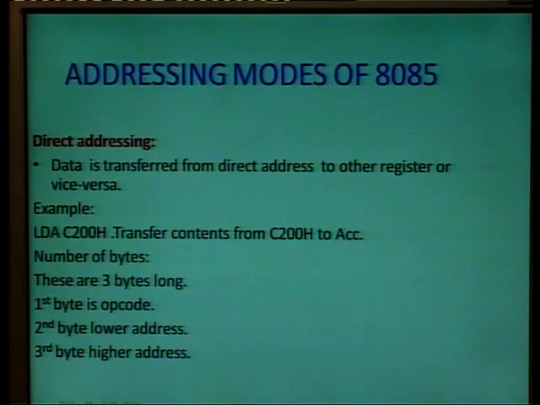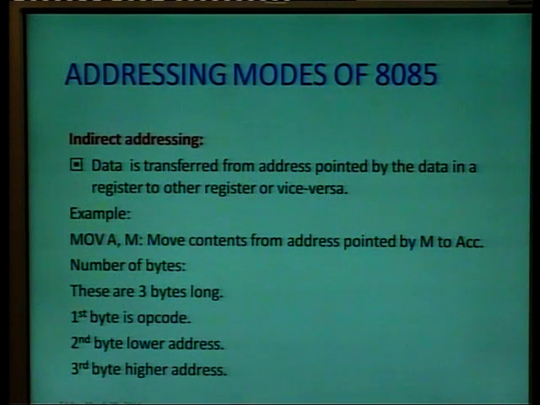Direct addressing: data is transferred from the direct address to the other register or vice versa. When the operands are in the memory and the address of the memory is given in the instruction itself, then that is the direct addressing mode. The example is LDA C200H. Here C200H is the address of the memory where the number is. It transfers the content from C200H to the accumulator. Number of bytes: it is 3 bytes long. The first byte is the opcode, the second byte is the lower address, and the third byte is the higher address.